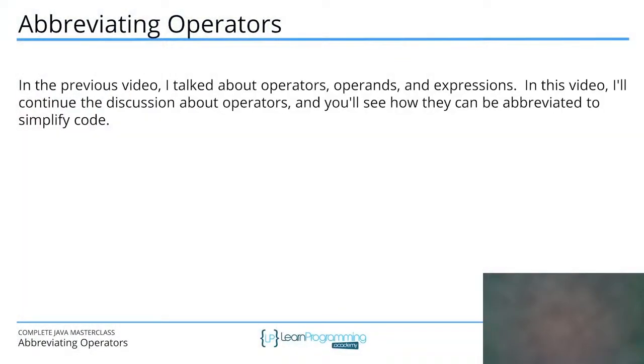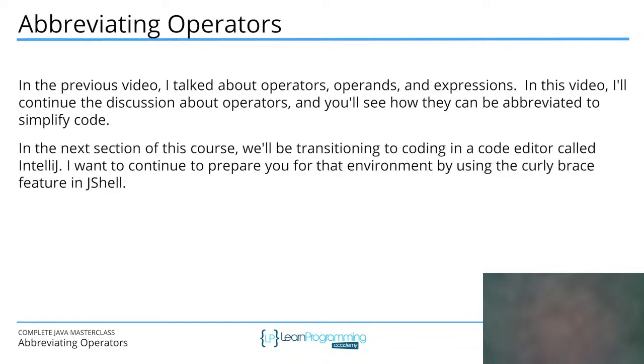In the previous video, I talked about operators, operands, and expressions. In this video, I'll continue the discussion about operators, and you'll see how they can be abbreviated to simplify code. In the next section of this course, we'll be transitioning to coding in a code editor called IntelliJ. I want to continue to prepare you for that environment by using the curly brace feature in JShell.